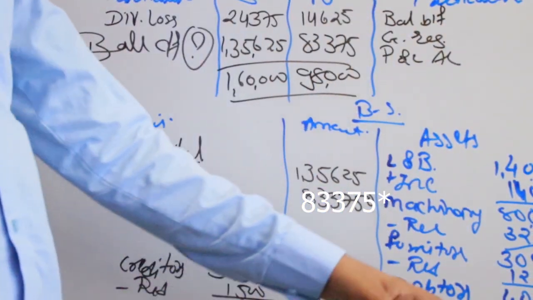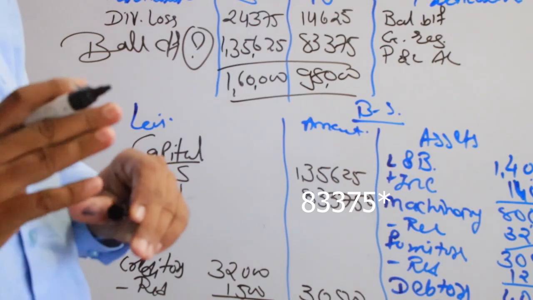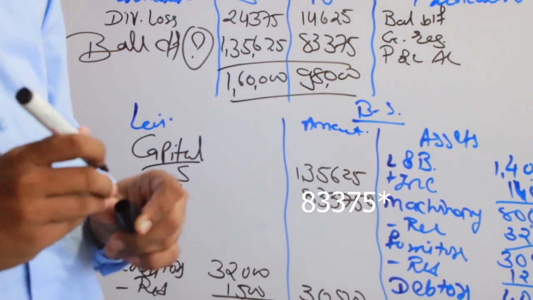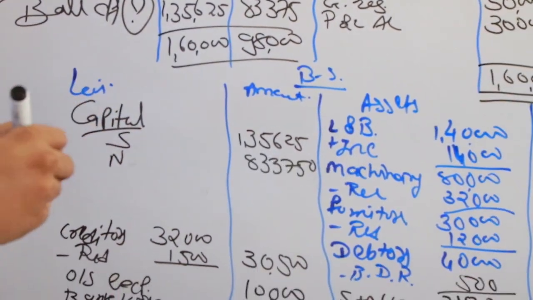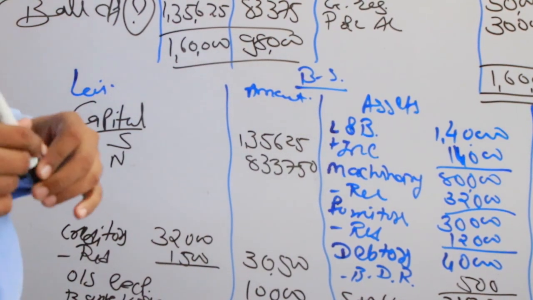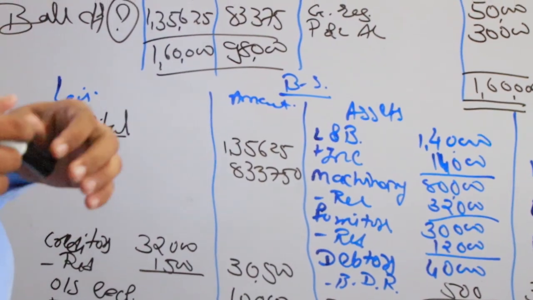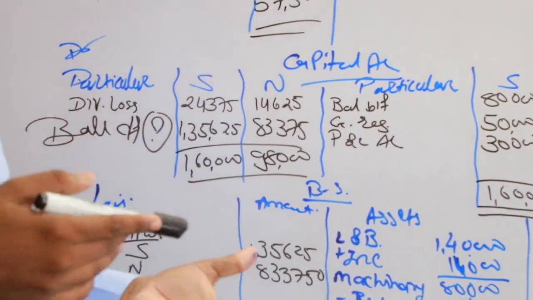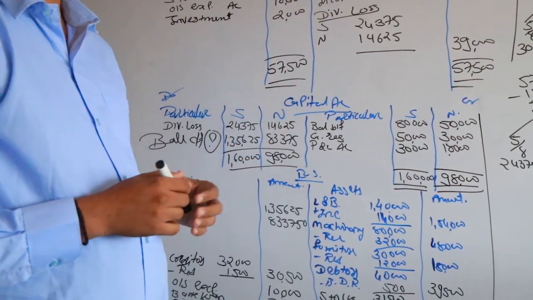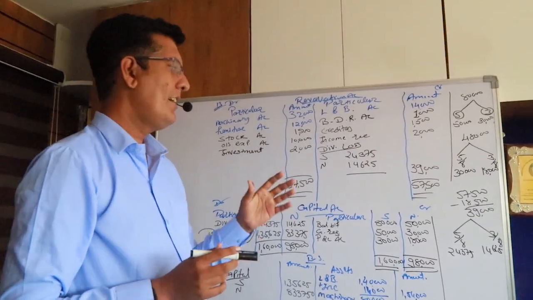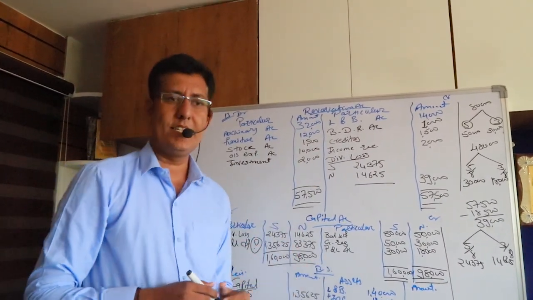Now, the total of the balance sheet must be the same. If the total of the balance sheet is the same, that means your answer is almost right. Okay, so this is the last question of reconstruction. In the next chapter, the same way, we are going to prepare the same accounts: revaluation account, capital account, and balance sheet.